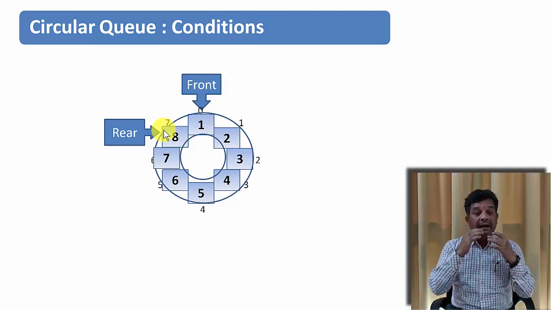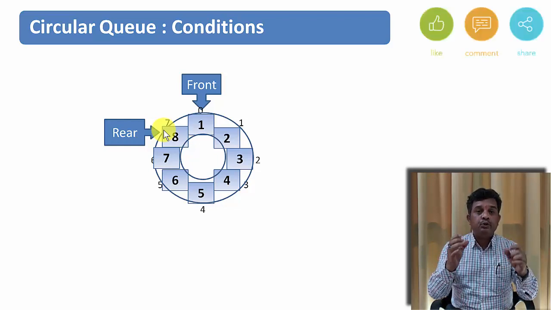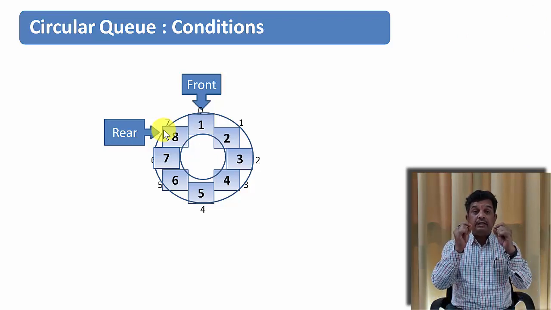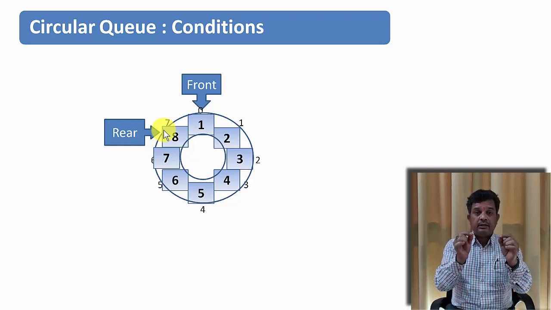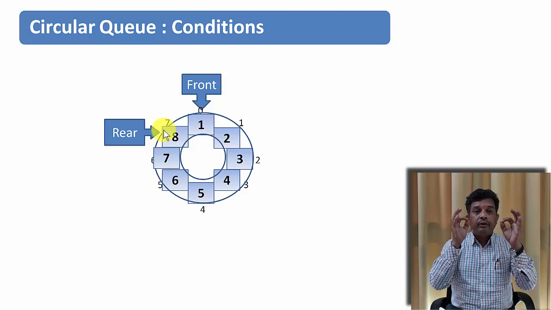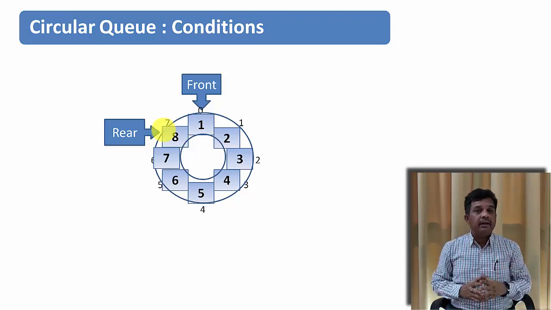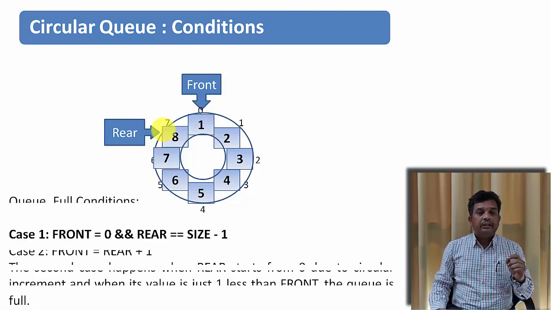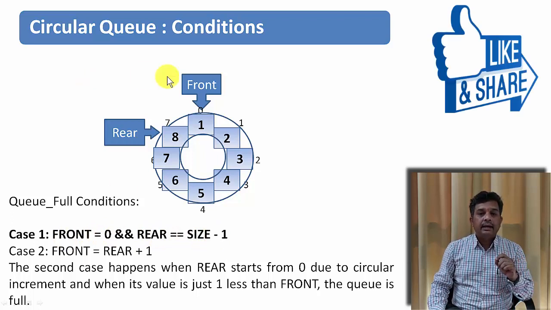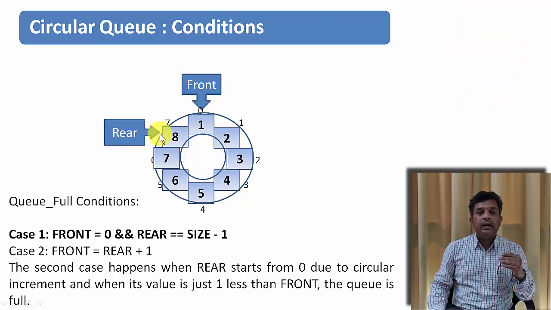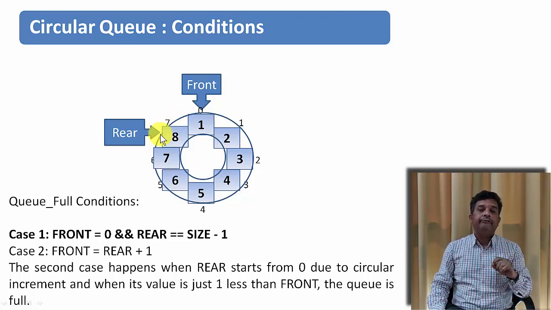Queue empty: while the queue is empty, front and rear are supposed to point to -1. And when the queue is full, how to check the condition is very, very important. If you understood this point, implementation of a circular queue using an array will be very, very easy. Just keep concentrating. The first condition is front equal to 0 and rear equal to size -1. Let us say front is pointing to the 0th index and rear is pointing to size -1, that is the 7th index. So this is one condition where I can say the queue is full.